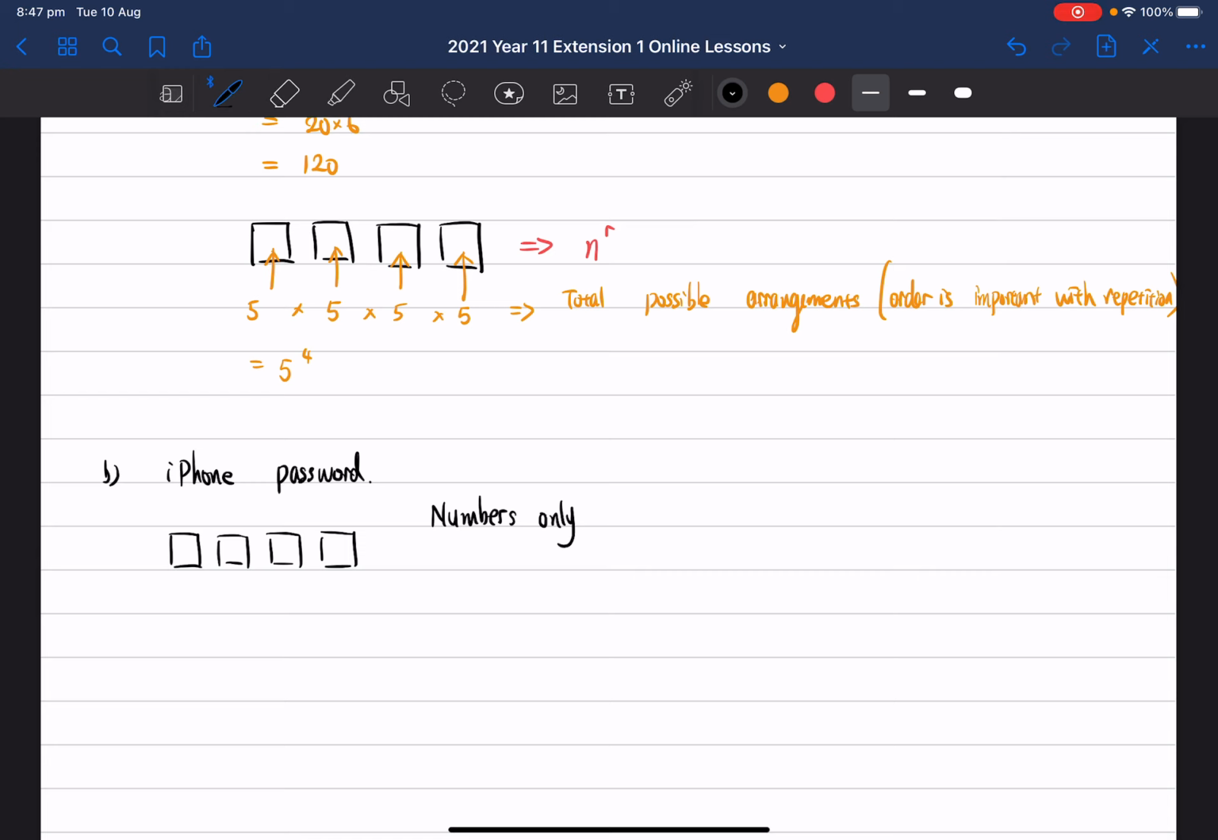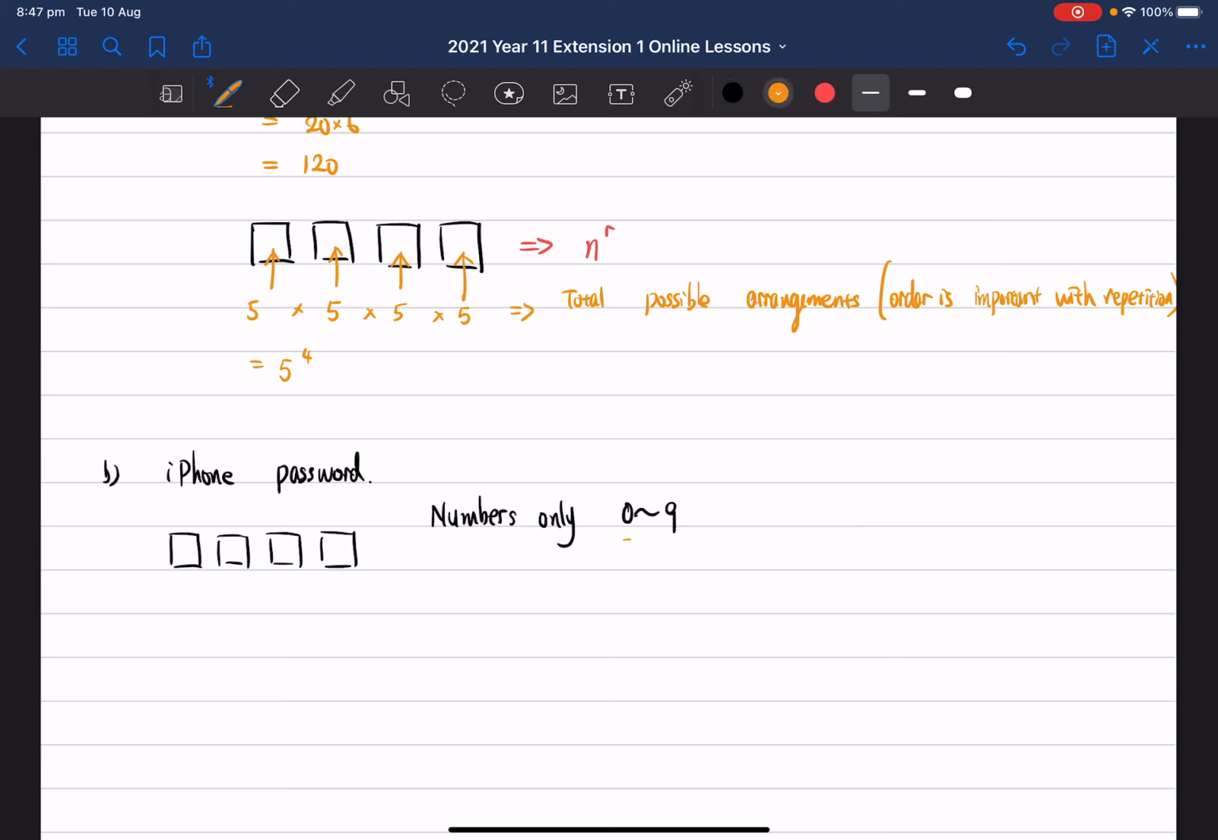For example, we can choose 1, 1, 1, 1 to be our PIN, and we can also choose 0, 0, 0, 0 as our PIN. Obviously, I don't recommend everybody use those PINs, but yes, you can. So how many different possible arrangements are there, from number 0 to number 9?